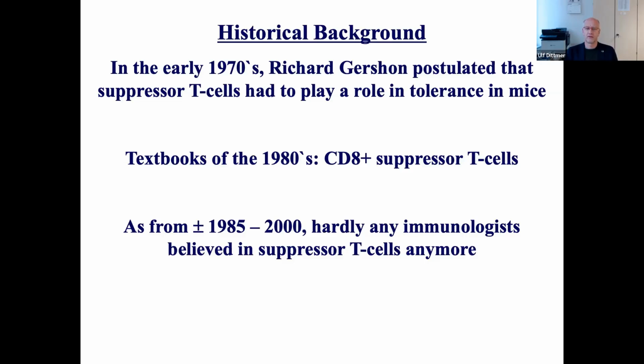And so these T cells were studied a lot. However, there was no marker for these T cells. So nobody could identify those T cell populations clearly. And so after a couple of years of research, a lot of immunologists started not to believe anymore in suppressor T cells. And like I said, the main problem was that no molecular marker was defined for these cells.